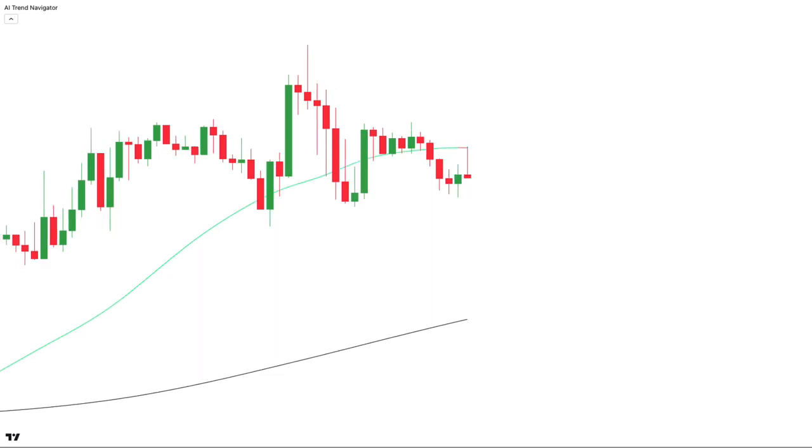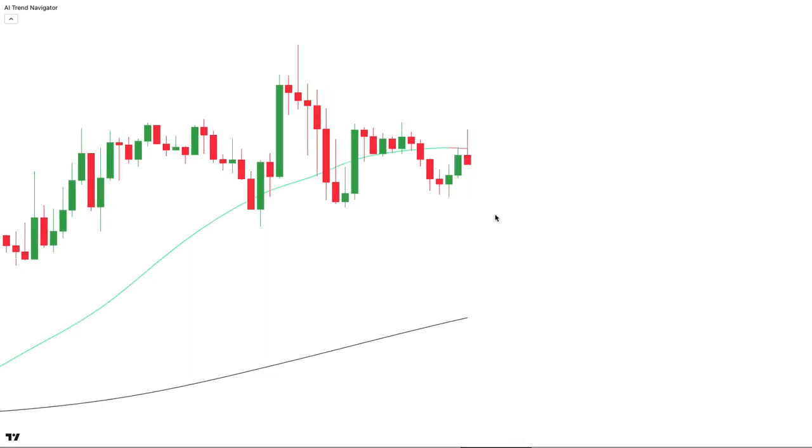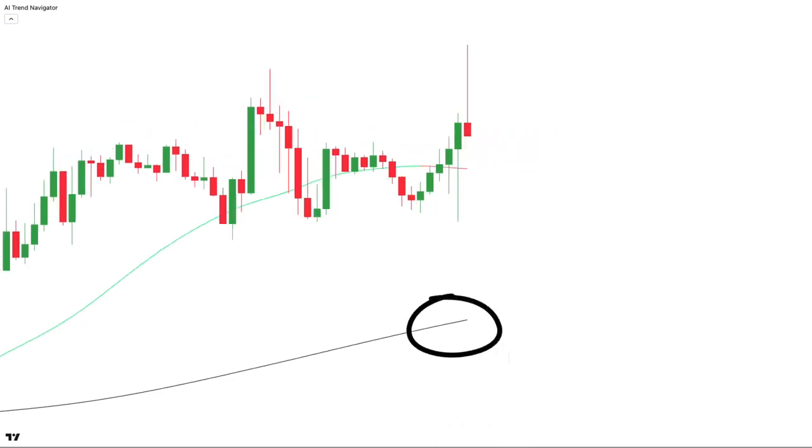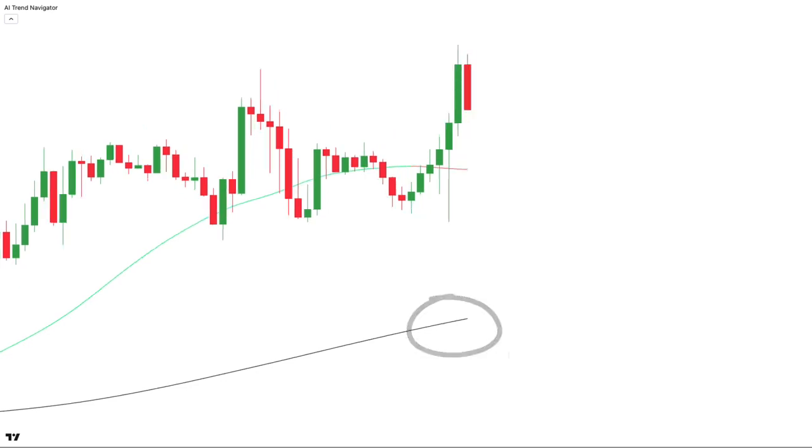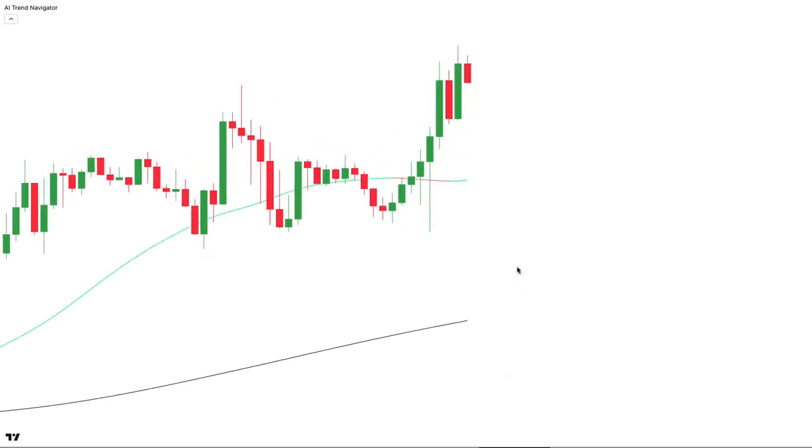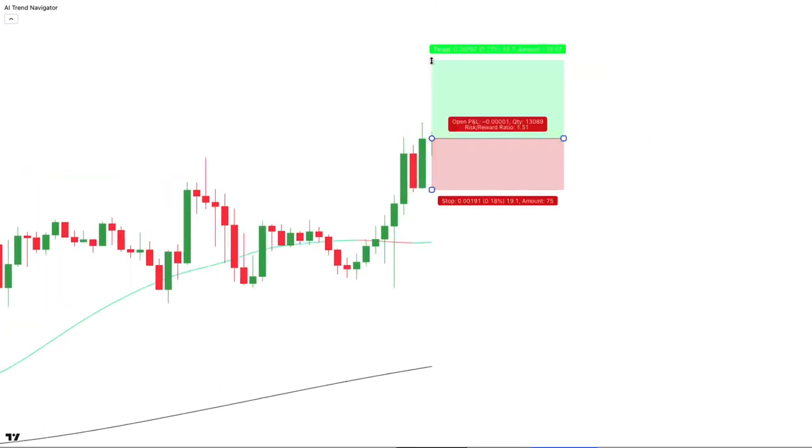And then to identify the pullback, we want the KNN classifier, this green line, to turn to red. Now, remember, during this pullback, price should not break and close below this black moving average. After we have the pullback, we want the KNN classifier to turn back to green to confirm the end of the pullback. After all the conditions are met, we enter a long position.